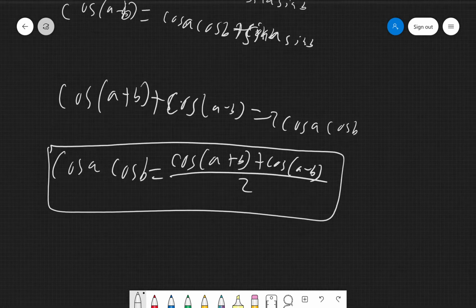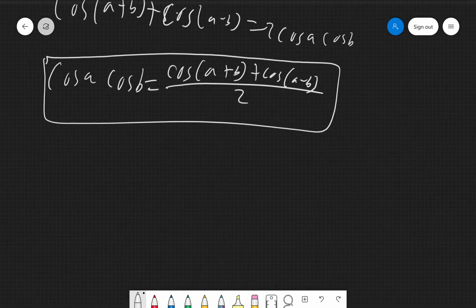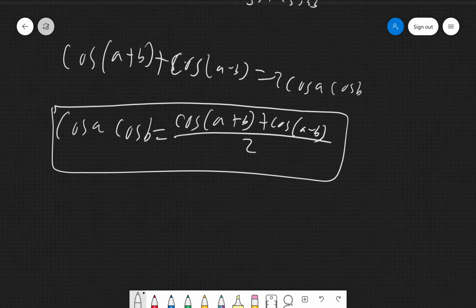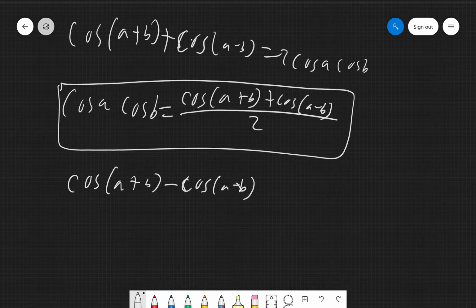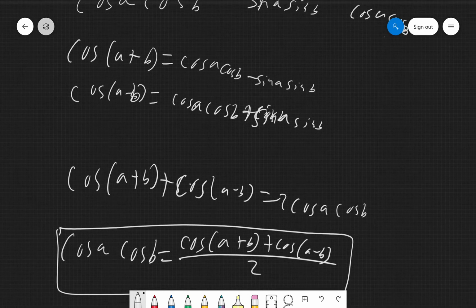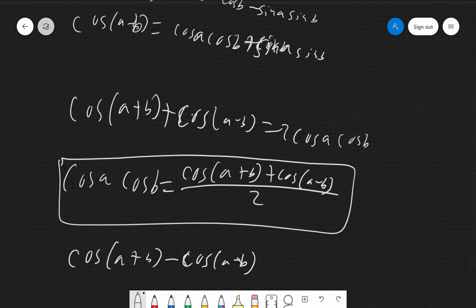Now, what else we can do is, if we subtract the cosine of A minus B from cosine of A plus B, we're going to get cosine of A plus B minus cosine of A minus B. Okay, the first terms are going to cancel, and we're going to be left with 2 sine of A sine of B.